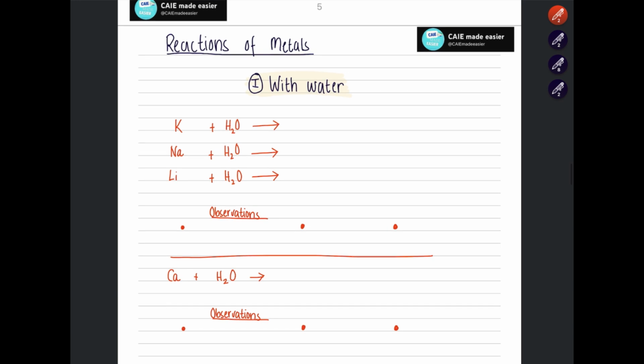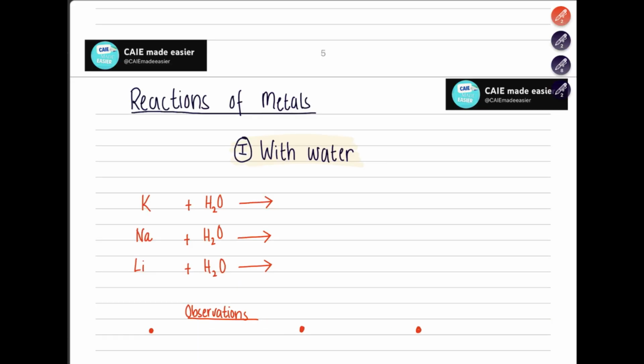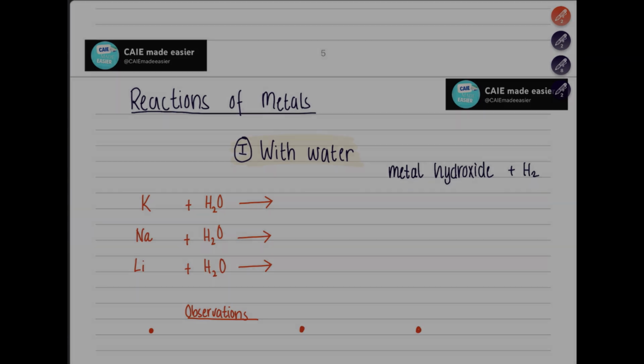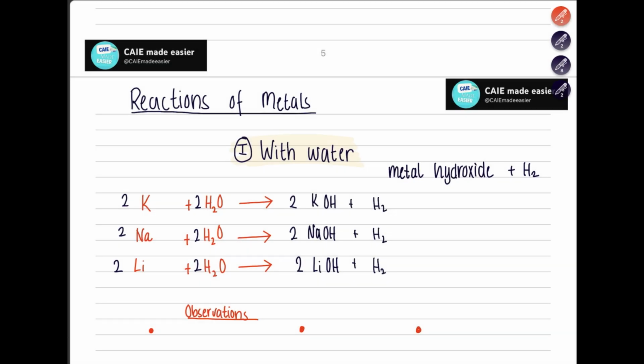Okay, now we will discuss the reaction of metals with water, starting from potassium, sodium, and lithium. Can you try to balance these? Remember, when a metal and water react, we get a metal hydroxide and hydrogen. So this is the balanced equation. When potassium, sodium, and lithium react with water, we get a metal hydroxide and hydrogen gas.